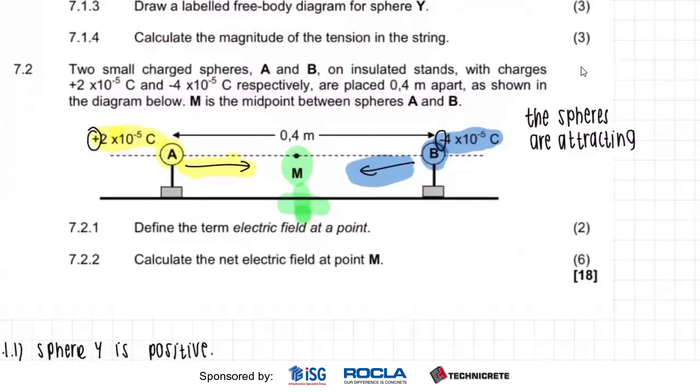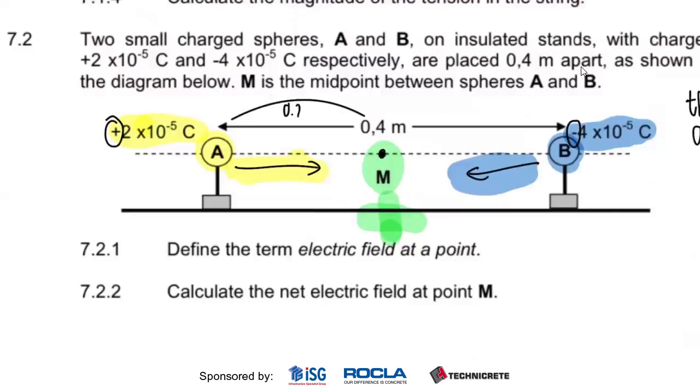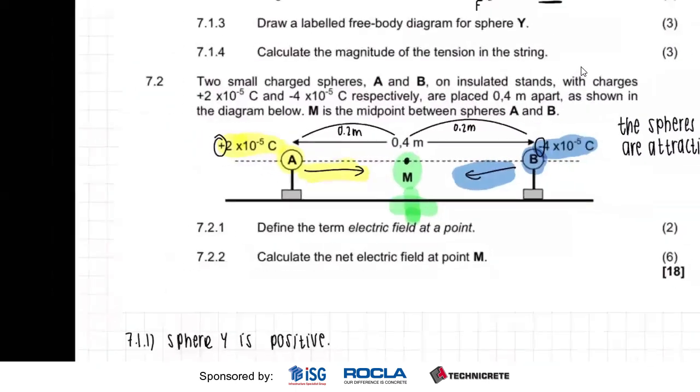Now, we must remember that because M is in the middle and the spheres are 0.4 meters apart, M is 0.2 meters from A and 0.2 meters from B. So when we do our calculations, we must make sure that we have the correct radius. We cannot use 0.4 meters because that is not how far point M is from A or from B. A and B are 0.4 meters away from each other, not M to A and M to B.